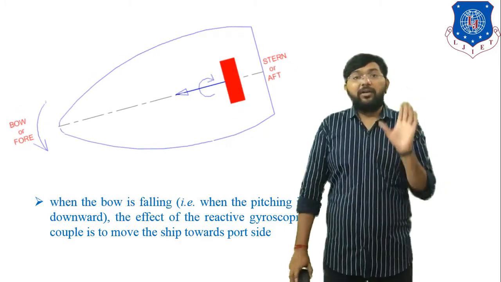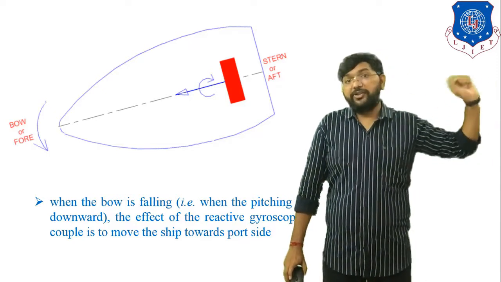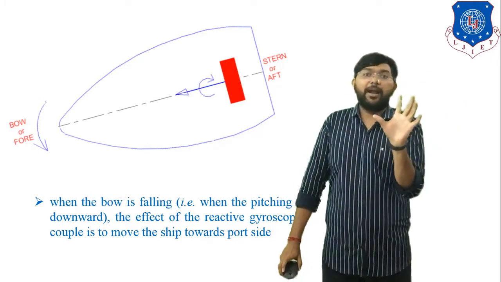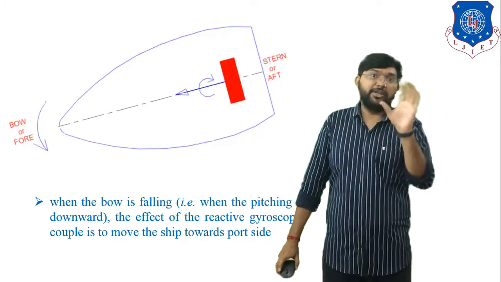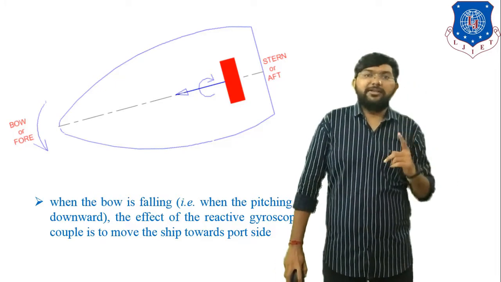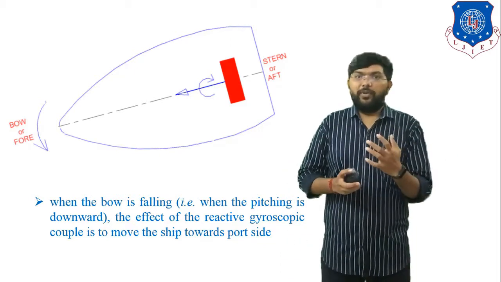In this example, we determined the reactive gyroscopic couple for the steering motion and pitching motion. Also, we showed which type of effect occurs in steering motion and pitching motion. So in the next lecture, we will discuss the gyroscopic effect in a 4 wheel vehicle.